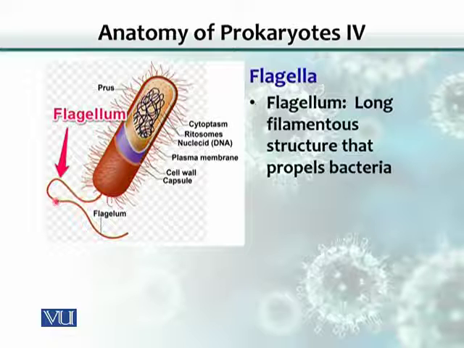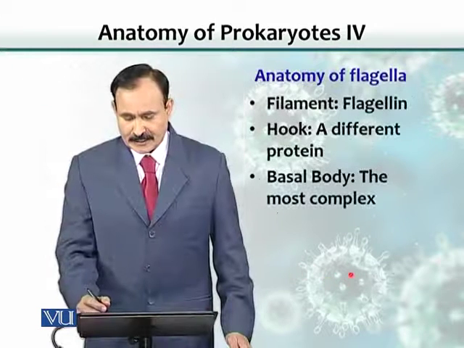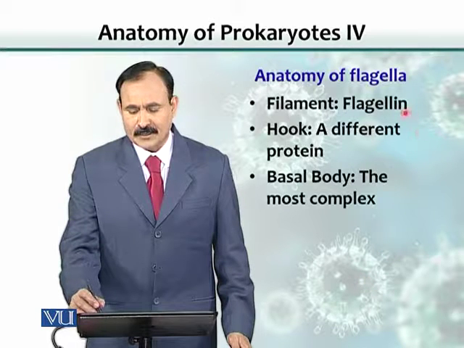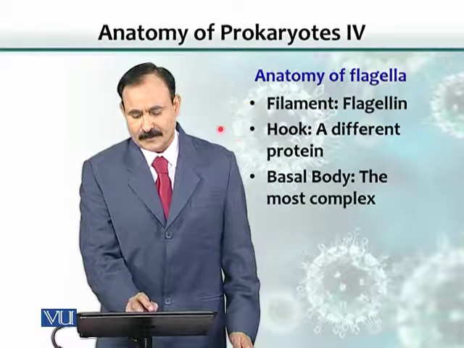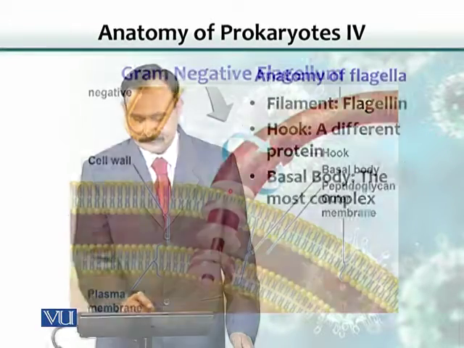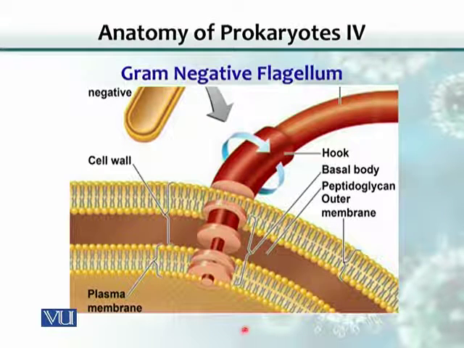Right here, you can see this is a long, thread-like filament structure that is used for motility, or movement, of bacteria. Flagellum consists of a protein called flagellin. It has three parts: a filament, a hook, and a basal body. In this picture, you see a flagellum of a gram-negative bacterium. A gram-negative bacterium has an inner cell membrane and an outer cell membrane. Between the two is a sandwich of a peptidoglycan layer.